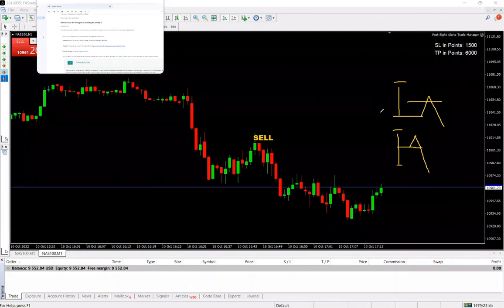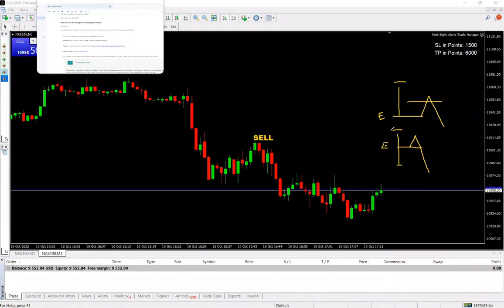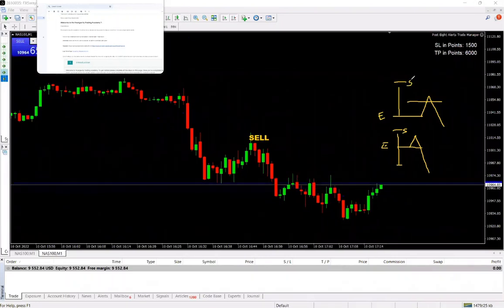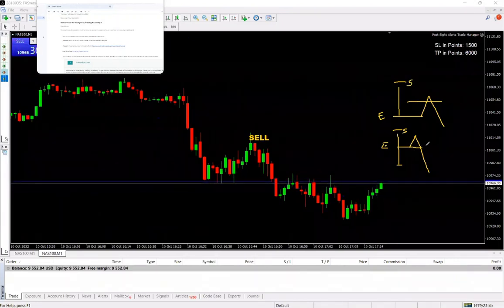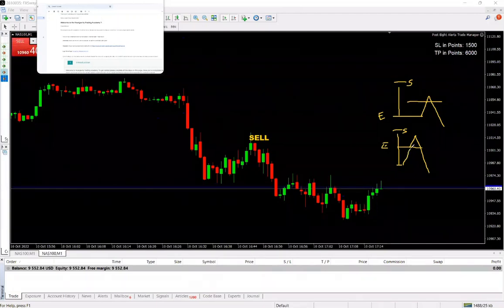So I'm going to put an E for entry. Your entry would have been either here or here, right? That's the difference. Your stop would have been at this line. This is S for stop, and your stop would have been at this line. That's the difference to that question. You're waiting to get in. You're not getting in right away at the end of the candle. You're waiting for a retrace. So this had a retrace all the way back up to here.